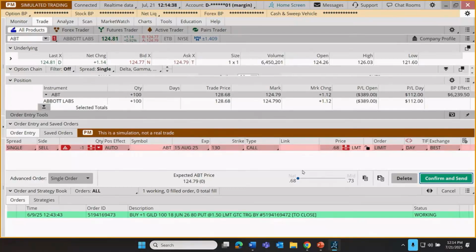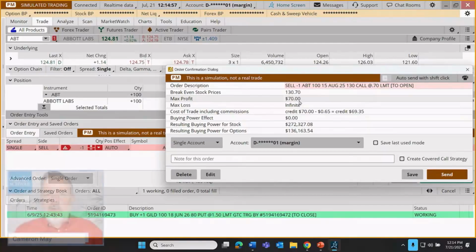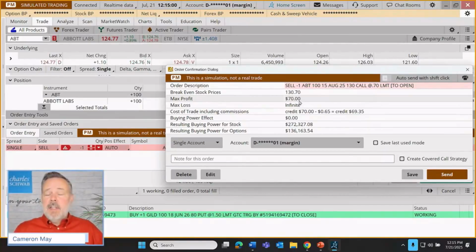And let's see, so our natural is now 68 up to a mid of 73. Let's say that we're willing to settle for 70 cents. Let's click confirm and send. We're going to sell that 130 call for the 15th of August for a 70-cent limit. Now, we might feel like we're being generous in saying that we're willing to accept only 70 cents. There's still a chance this order might not fill. But let's see if we can get that 70 cents.